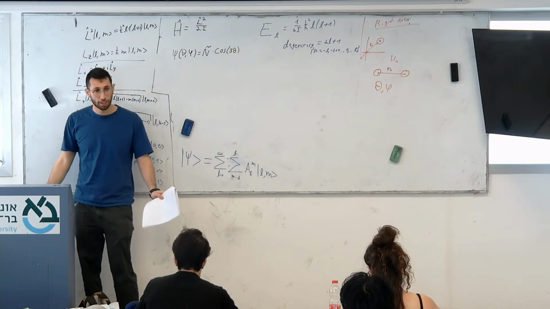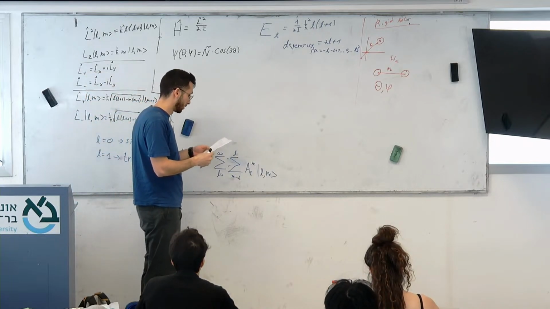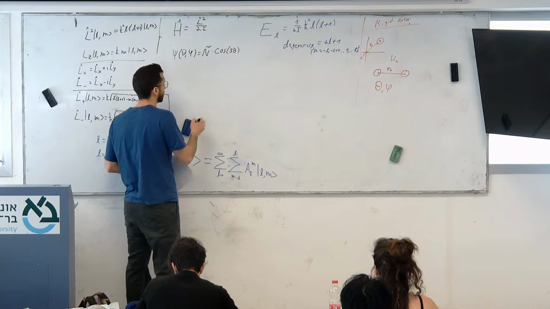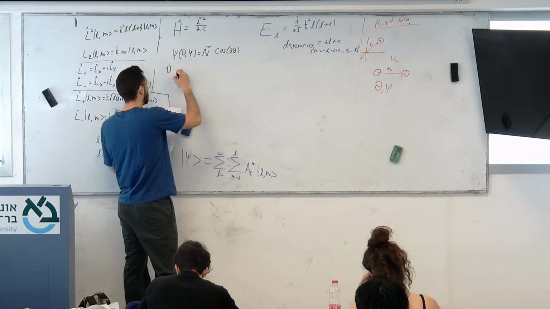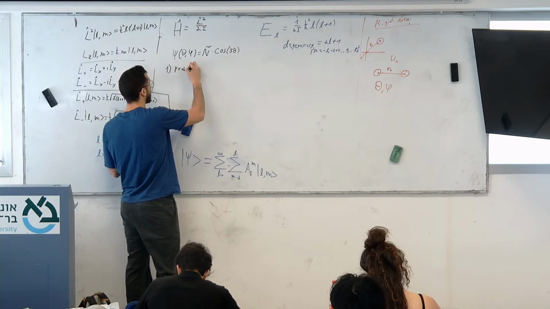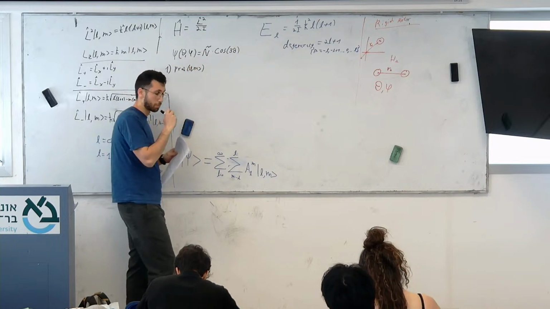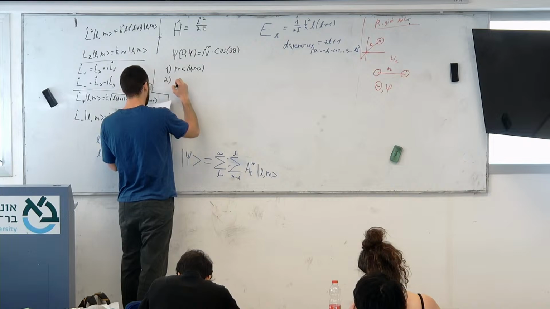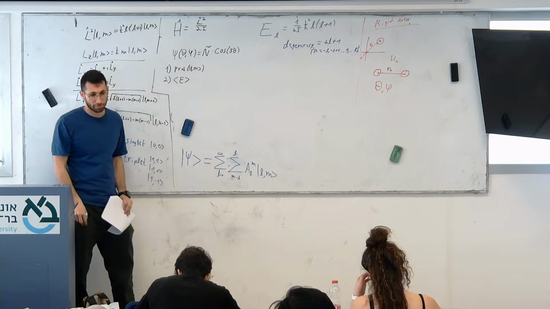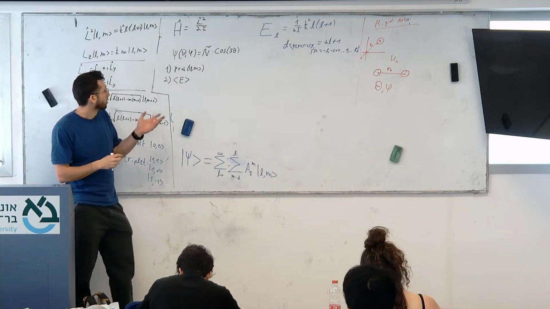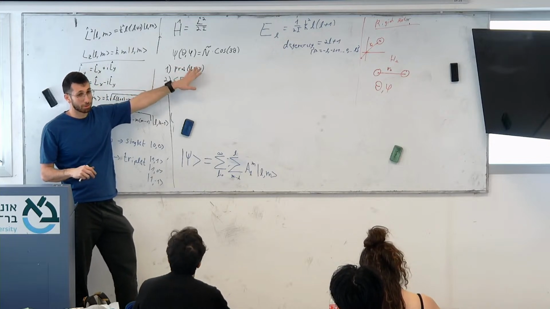What's the first thing we do? So we have two questions. One is to find the probability of being in some L, M state. Two, we want to find the average energy. So first of all, what we need to do is find the normalization constant. This is the most important thing.